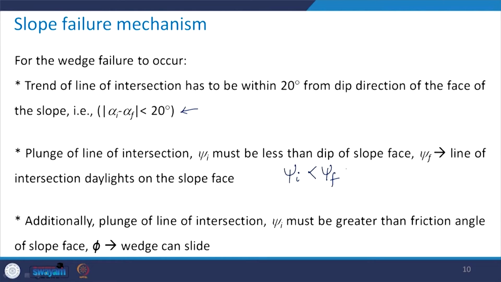Now, the question is, if it does not daylight on the slope face, then what will happen? Obviously, in that case, the wedge will not slide. The wedge which is being formed between the two discontinuity planes A and B which we have taken, if this condition is not satisfied, that wedge will not slide. Additionally, what is the third condition?